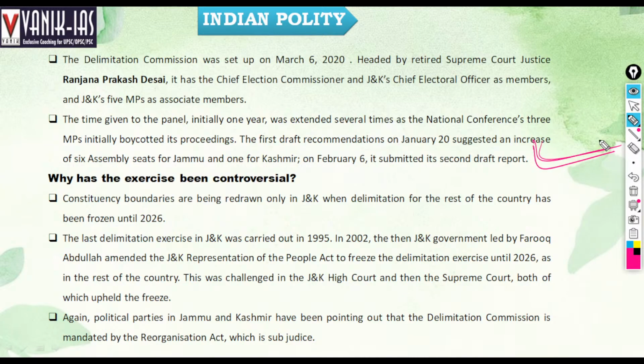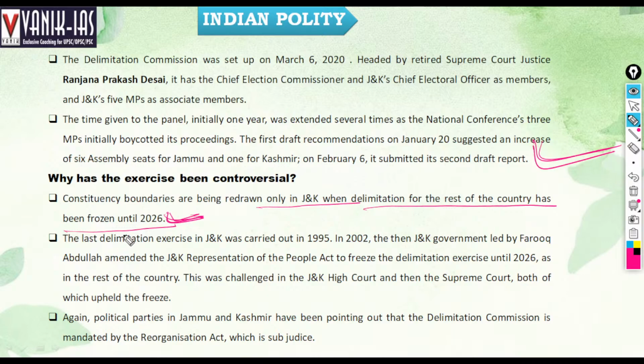Why has this exercise been controversial? Why are there controversies? First, there is political opposition to every move of the central government, because the National Conference and the PDP are both opposing it, as the central government has removed the special status of Jammu and Kashmir. Constituency boundaries are being redrawn only in Jammu and Kashmir, when delimitation for the rest of the country has been frozen until 2026. This is one of the reasons.